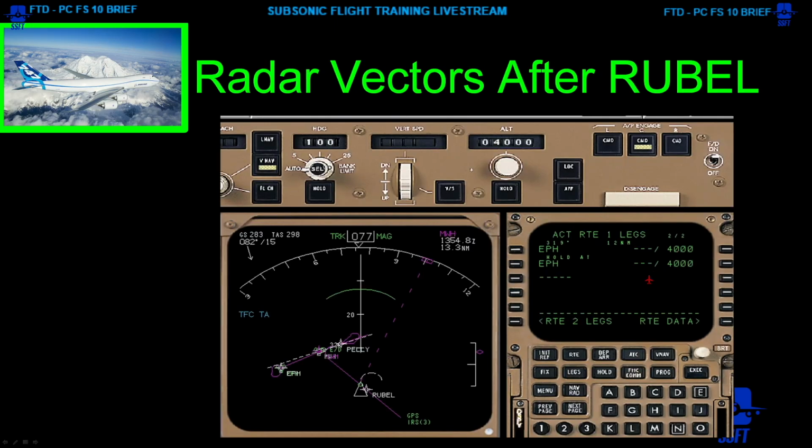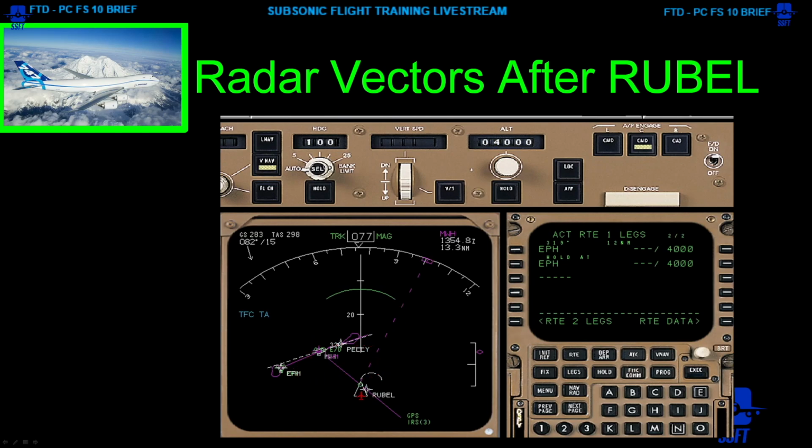We'll do the missed approach as well. Actually, we'll pass Rubel, we'll get vectors for the ILS approach. And instead of, again, we have all this stuff in here: Moses Lake, Peli, course reversal, back to Peli, to the runway, to the missed approach. So we had that whole transition in there.